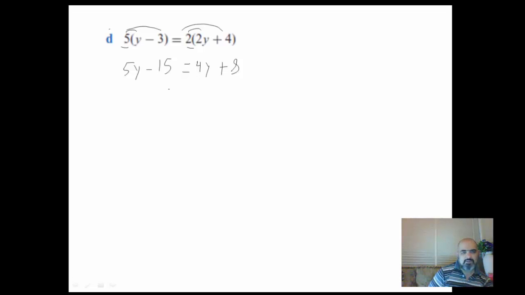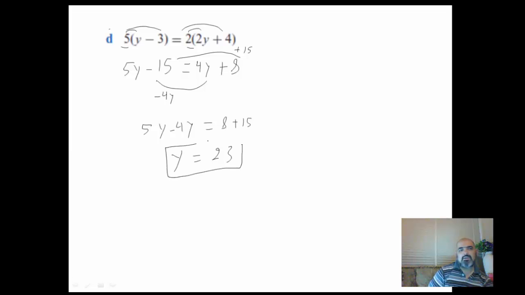So rather than doing this, we do this: 5y, 4y, we'll bring the 4y into here, then we change the sign, it becomes minus 4y. And we take the minus 15 there, and we'll change the sign so it becomes plus 15. So then what we're left with is 5y minus 4y equals 8 plus 15. So 5y minus 4y, 5 apples minus 4 apples, 1 apple. 1y, which we write as y. So y equals 8 plus 15, 23. And we finish.